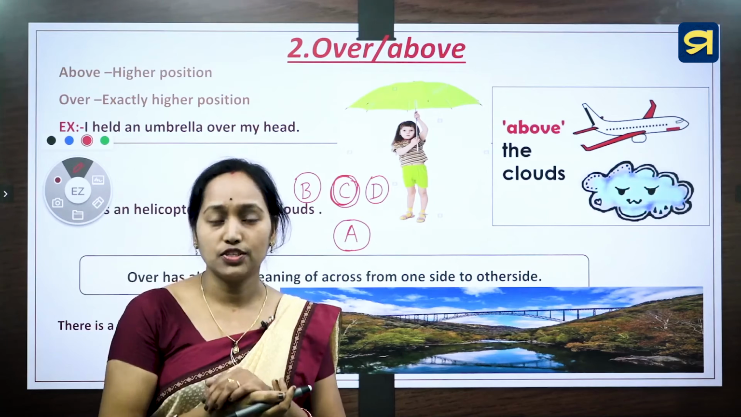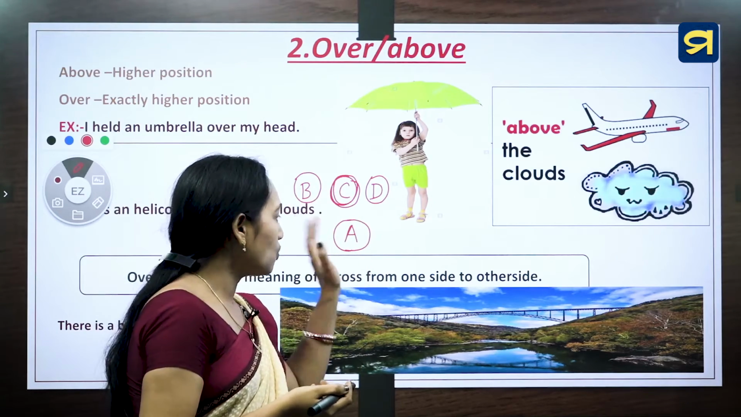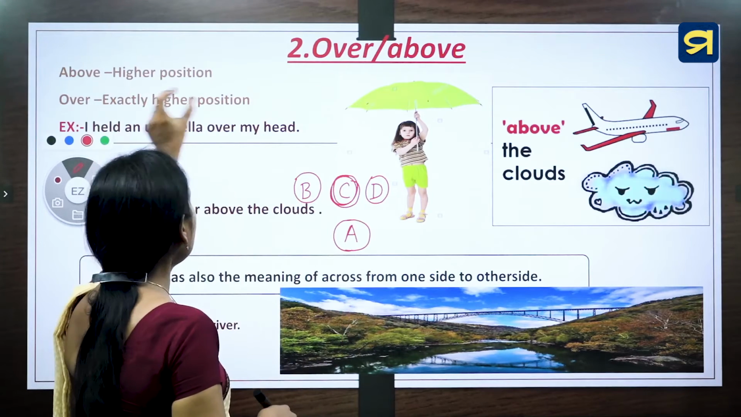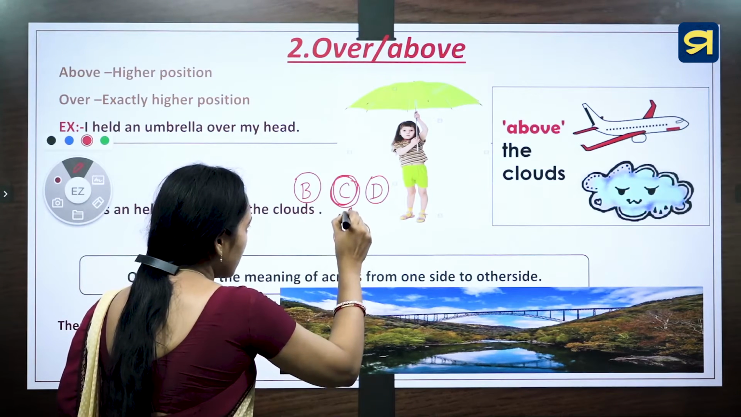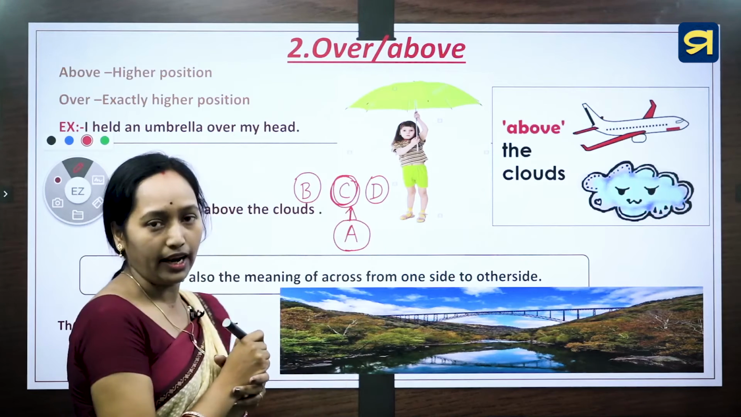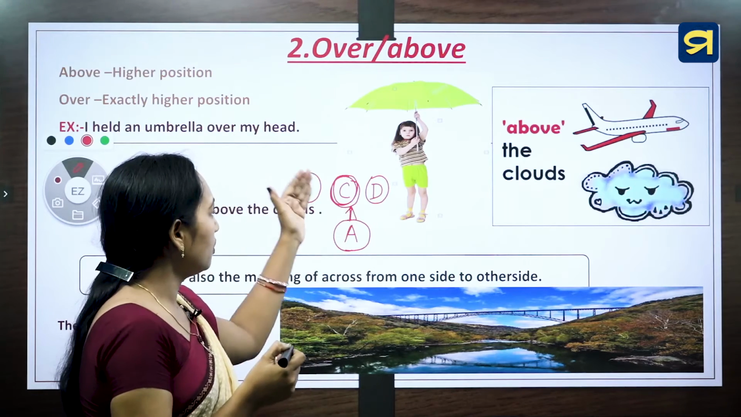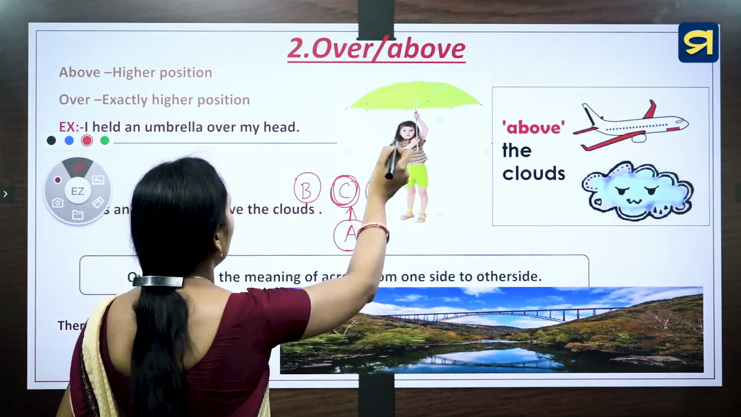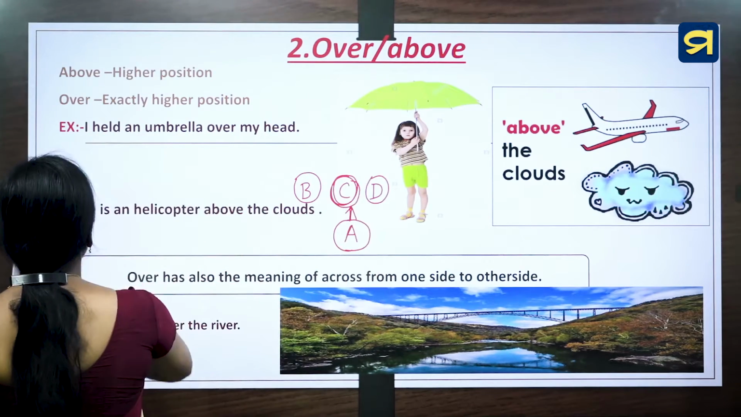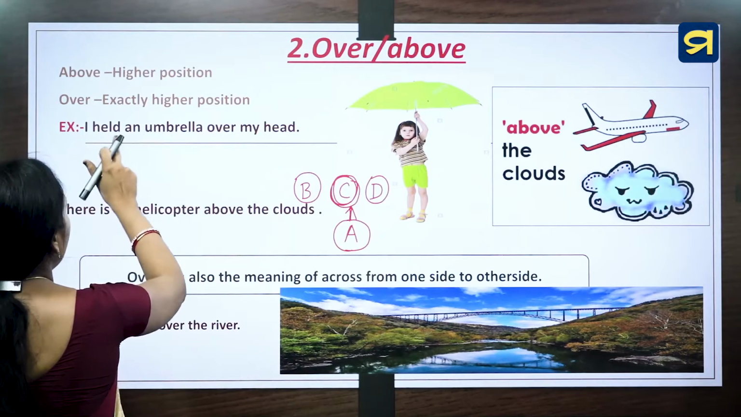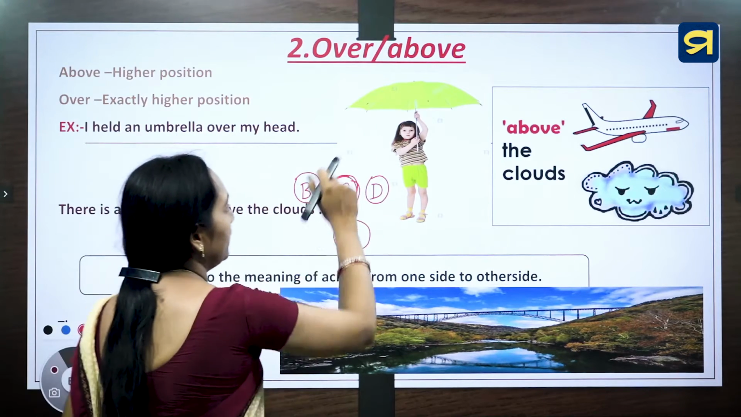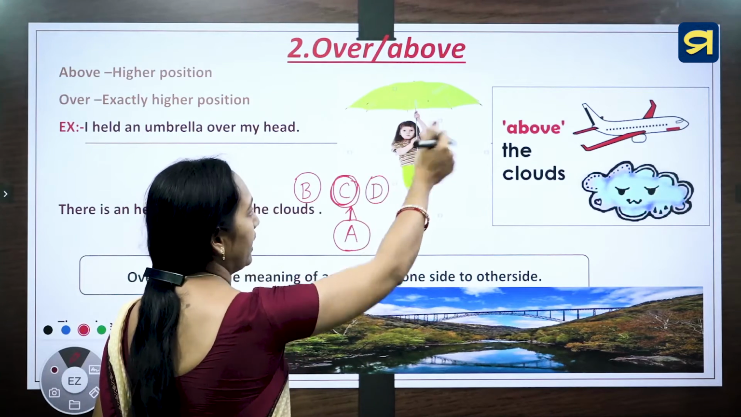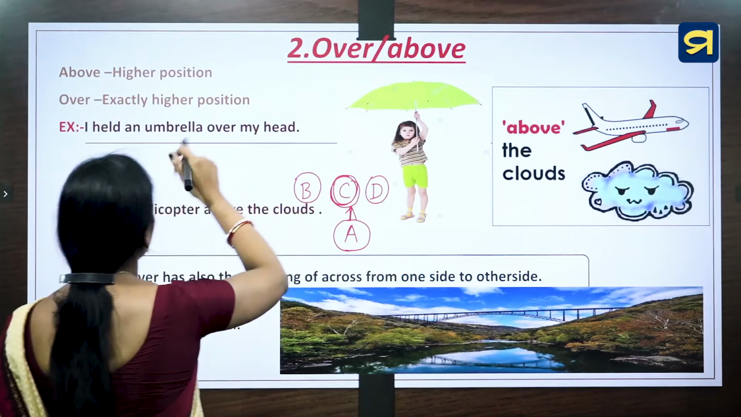So why do I say that ball C is over ball A? Because over indicates exactly higher position, as it is exactly above ball A. That's why we say ball C is over ball A. Look at the example. I held an umbrella over my head. So here we use over.